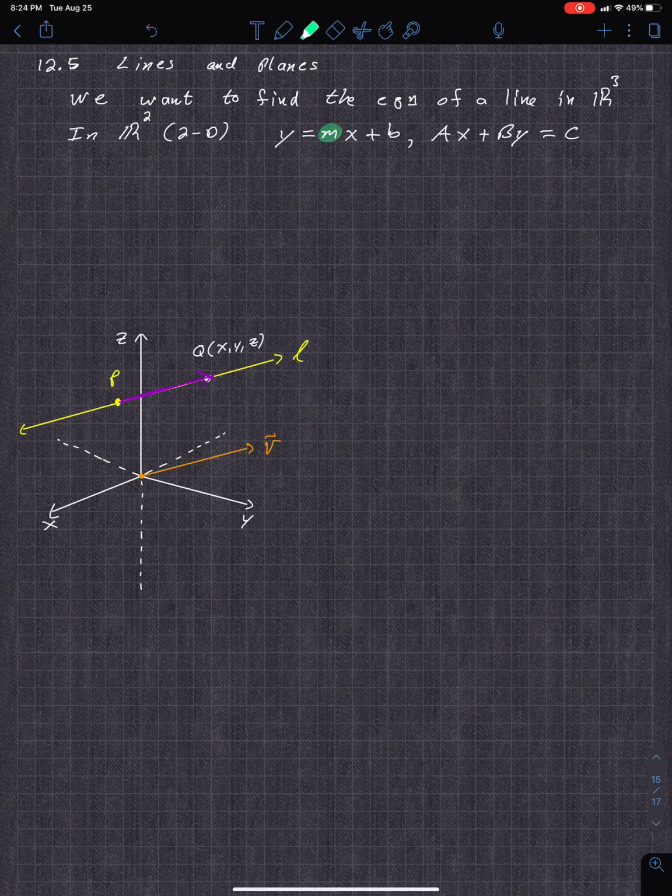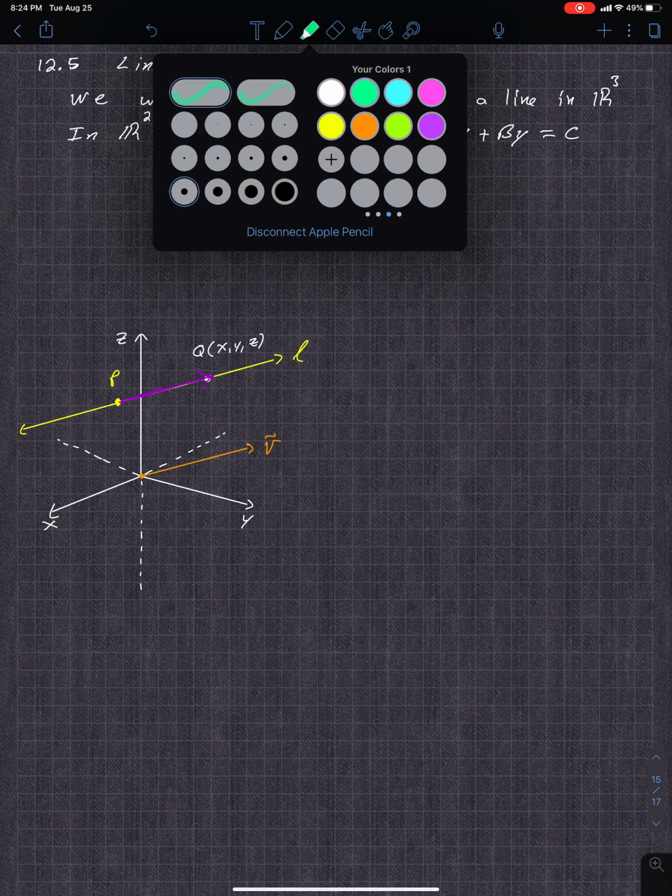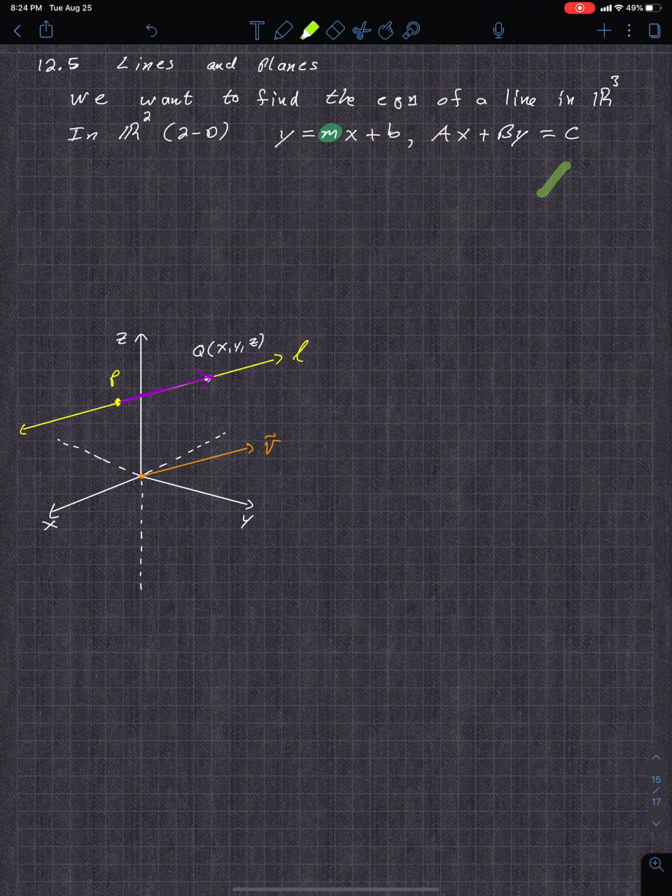Now, if I just add another variable, right? So you have x, y. What if I add z? Is that a line in 3-space? Well, as you know, that actually creates a plane. So that's not what we want. We don't want 3 variables because that'll create another dimension, which creates a plane in 3-space.